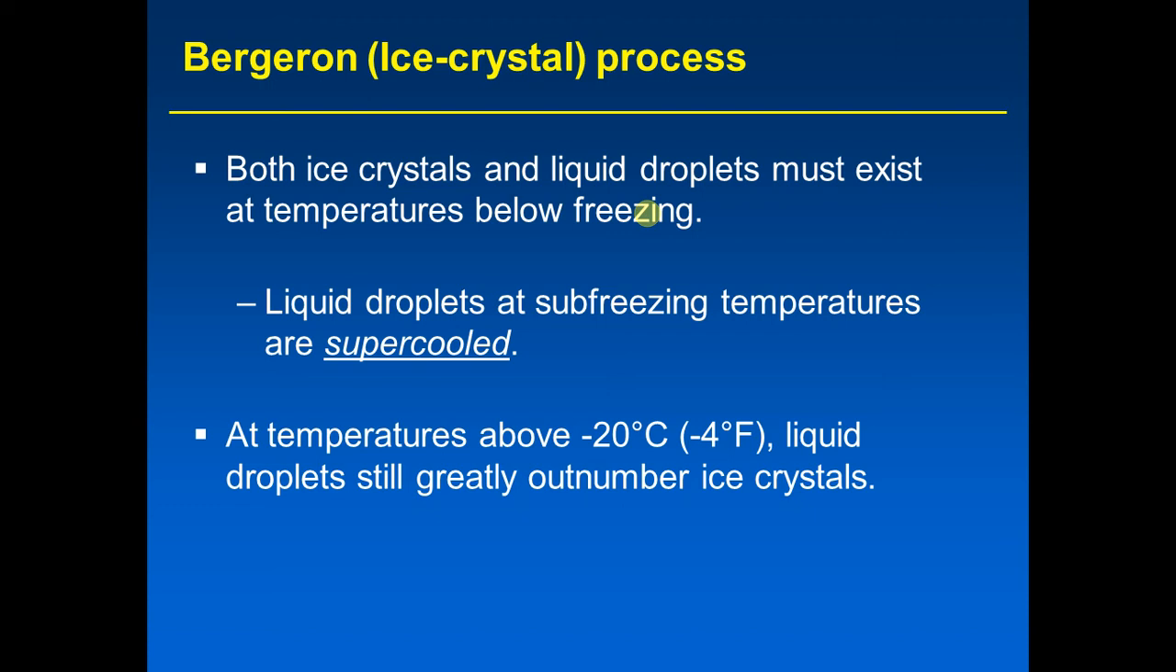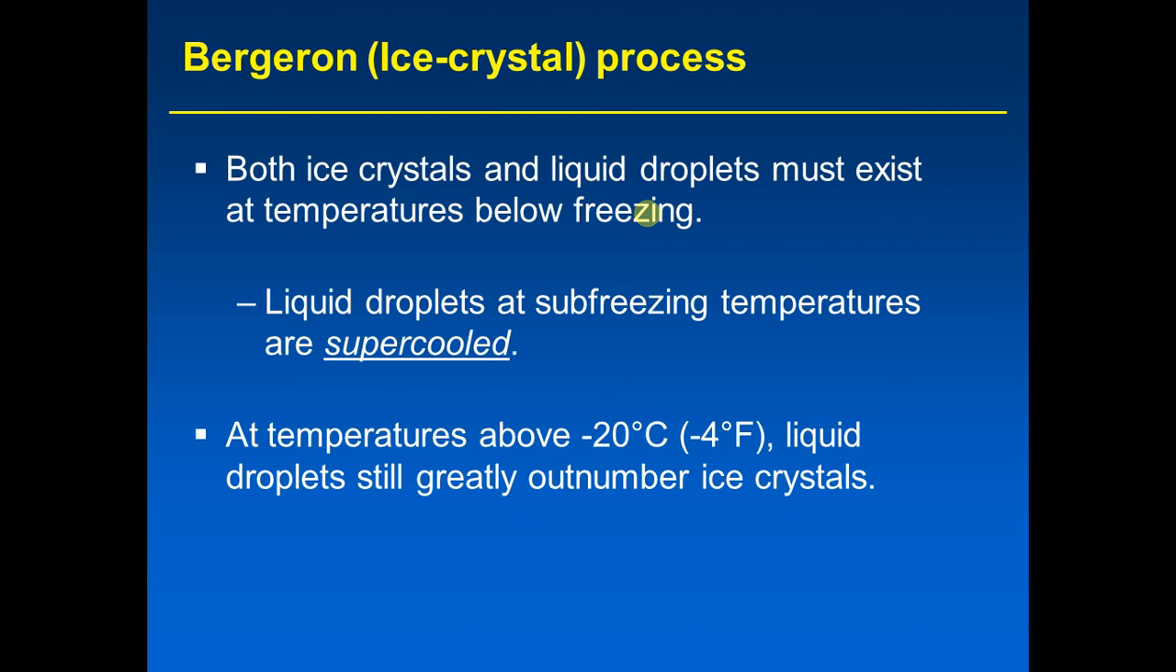At higher and higher levels, ice crystals become more numerous as temperatures decrease, but are still outnumbered by water droplets, even above -4 Fahrenheit. Okay? So at temperatures above -4 Fahrenheit, there are still more liquid droplets than ice crystals. Okay? Do you know what temperature the cloud has to drop to in order for it only to be composed of ice crystals?